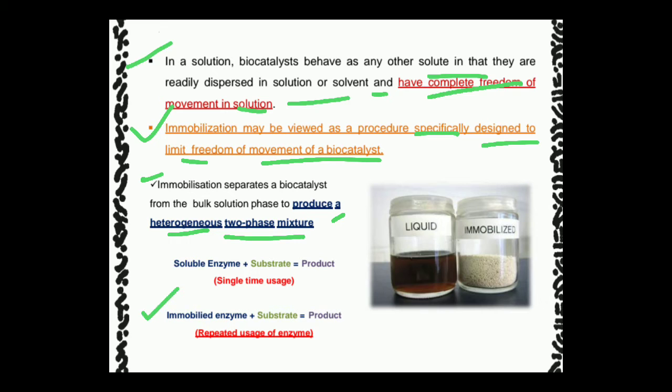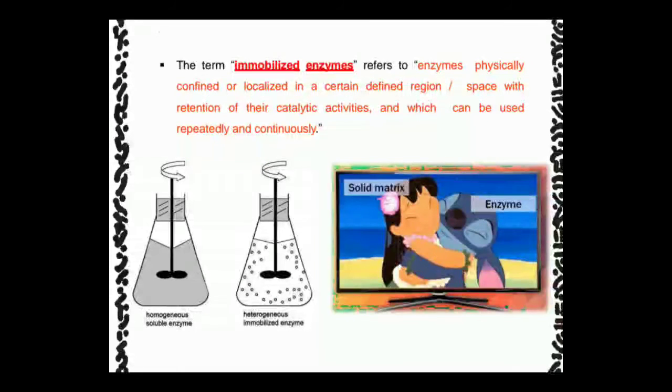So, immobilized enzyme plus substrate gives a product, but what is the advantage? Repeated use of the enzyme can occur, whereas soluble enzyme plus substrate gives a product, but only for single-time use. The term immobilized enzymes refers to enzymes physically confined or localized in a certain defined region or space with retention of their catalytic activities, and which can be used repeatedly and continuously.